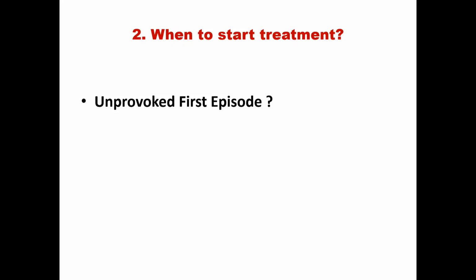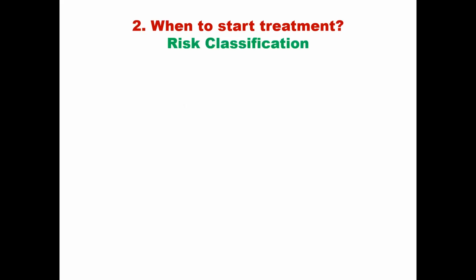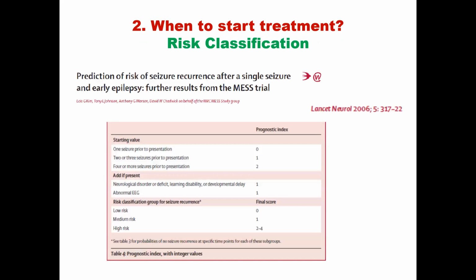So when to start an anti-epileptic drug? Should we start an anti-epileptic drug in an unprovoked first episode, or should we wait? First, we need to classify the risk stratification. Whenever a patient comes to you after having a seizure, you need to stratify the risk. First, you need to prognosticate. In that, three headings are there.